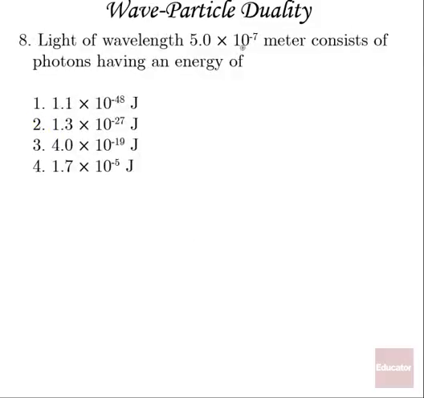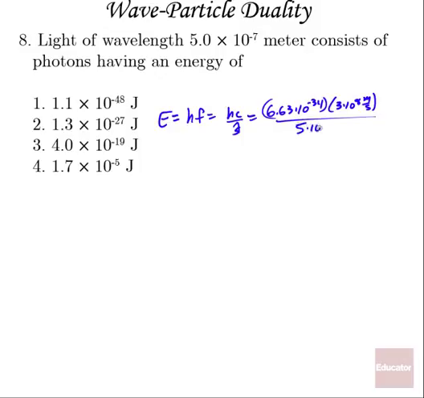Number 8. Light of wavelength 5 times 10 to the minus 7 meter consists of photons having what energy? Well, to do this, energy is going to be equal to hf, or hc over lambda, using the wave equation where v equals f lambda and our velocity is c. So that's going to be 6.63 times 10 to the minus 34 times c, the speed of light in a vacuum, 3 times 10 to the 8th meters per second, divided by our wavelength, 5 times 10 to the minus 7 meters, which is going to give us an energy of right about 4 times 10 to the minus 19 joules. Answer number 3.